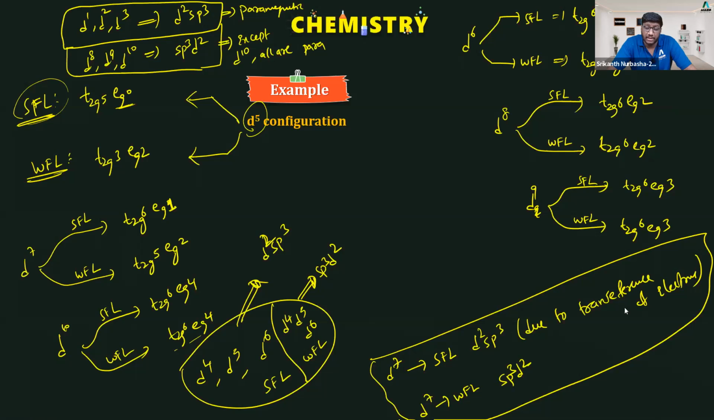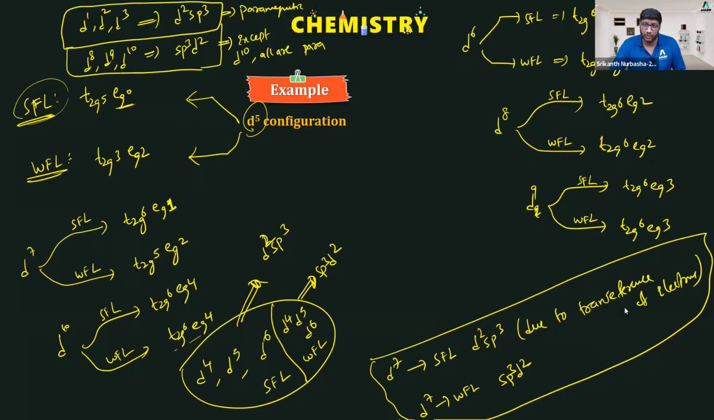So I'll repeat again. Listen carefully. D1, D2, D3. If the complex has D1 configuration or D2 configuration or D3 configuration for the metal ion, they are said to have the hybridization of d2sp3. All are paramagnetic in nature, no doubt in that. In case the metal ion has D8, D9, D10, then all those complexes will have sp3d2 hybridization, and all are paramagnetic except D10. So out of D1 to D10, 6 configurations are done: D1, D2, D3, D8, D9, D10.